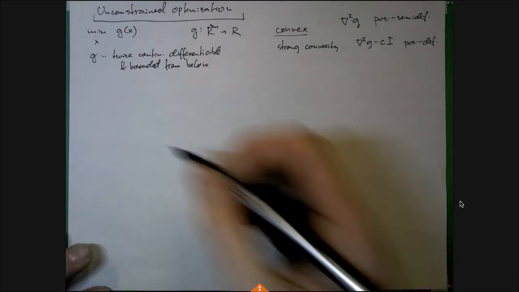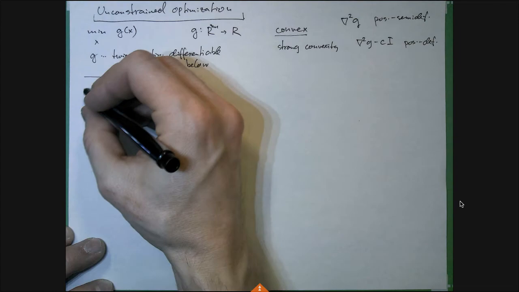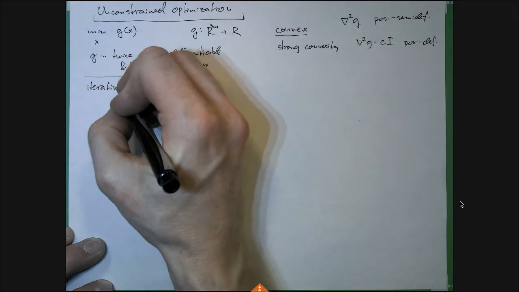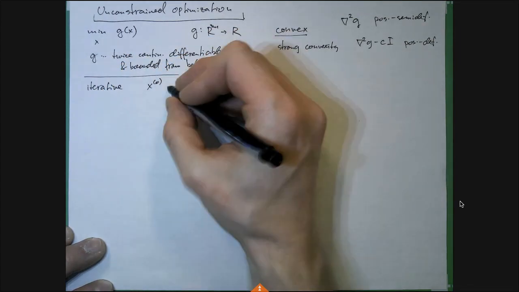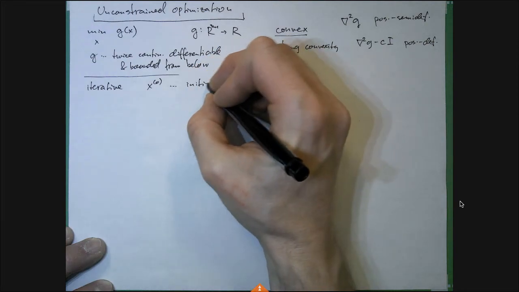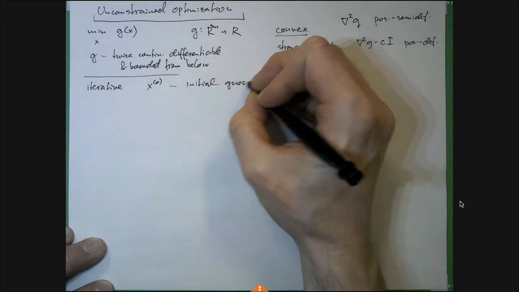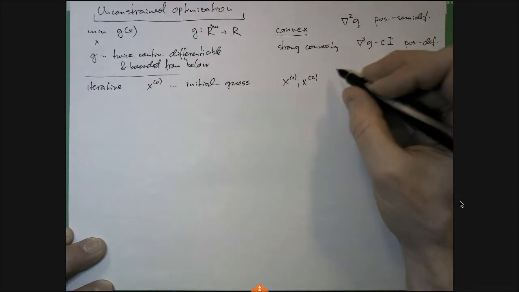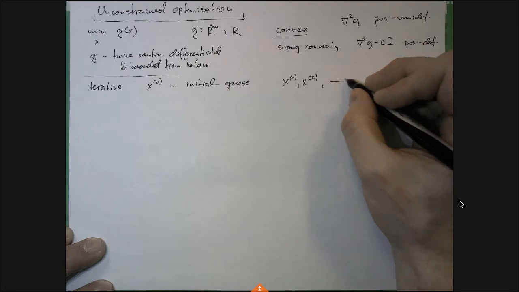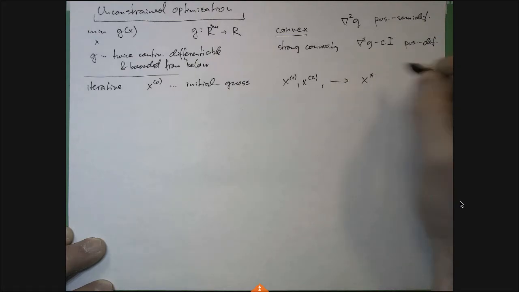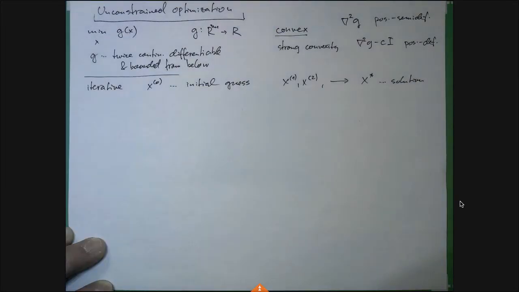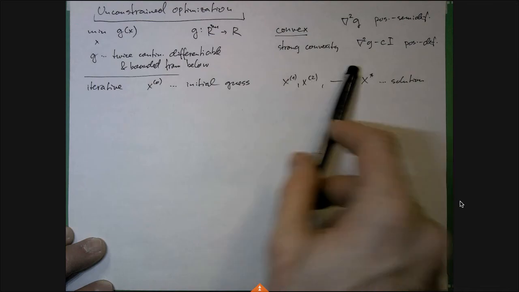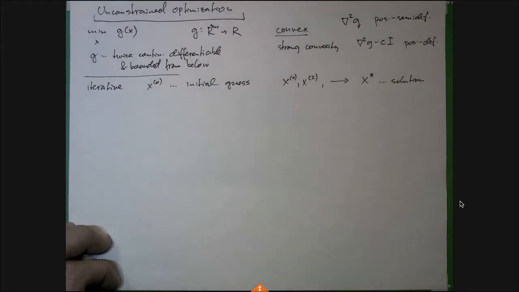Basically, all these techniques are iterative, right? They work so that you start from some initial guess, x0. Then we create a sequence, x1, x2, and so on, which converges to the solution, x star. That's what we want to get. That's where the function is minimized. Again, unless it's strictly convex, the solution does not have to be unique. There can be multiple solutions, and so on.